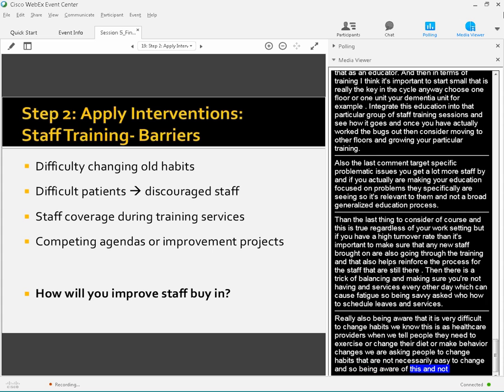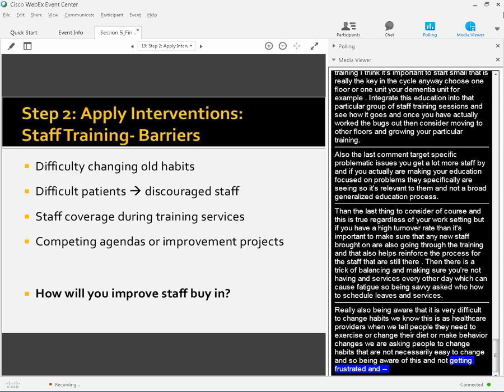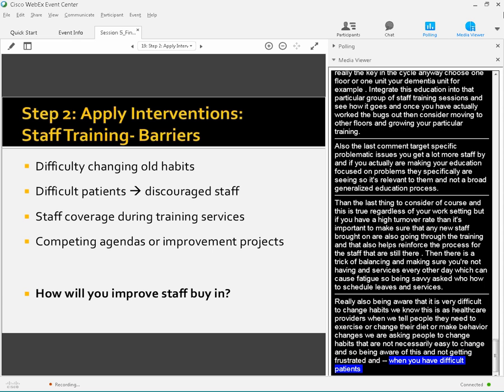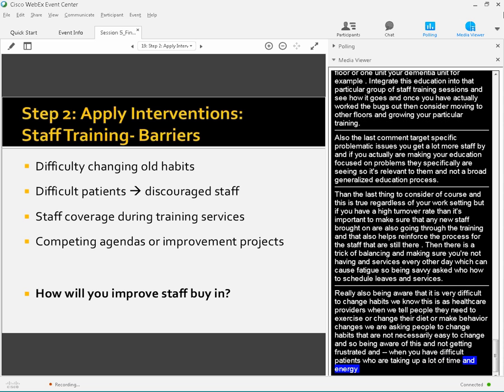When you have difficult patients who are taking up a lot of time and energy, emotional energy and physical energy, oftentimes it can be very discouraging for staff. And so also being aware and compassionate in terms of staff fatigue in that situation.